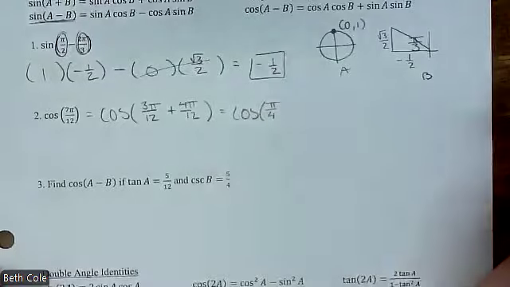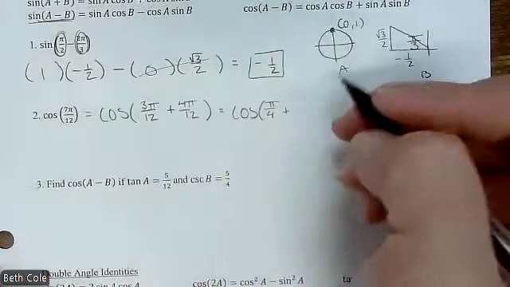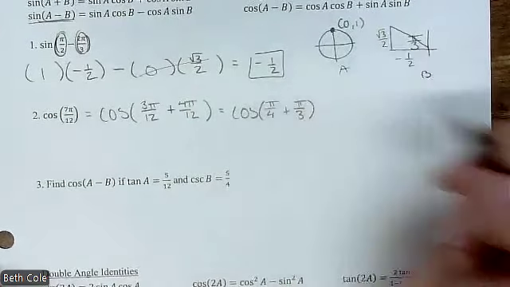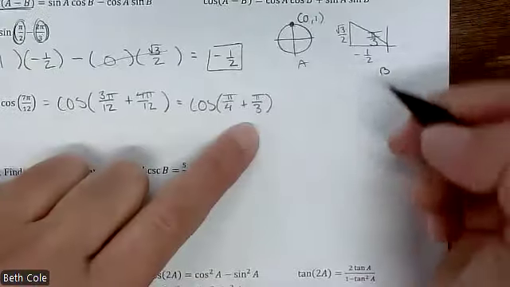Oh my gosh, pi over 4 is on the unit circle. Ain't that crazy? Plus, 4/12 would be pi over 3, which is also on the unit circle. Go us. All right, now we're going to draw pictures for those.